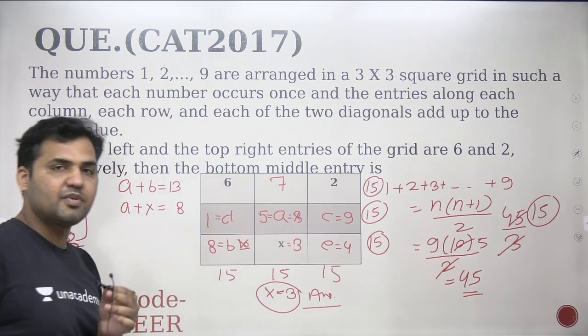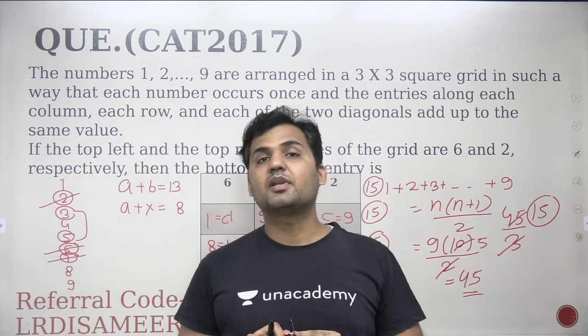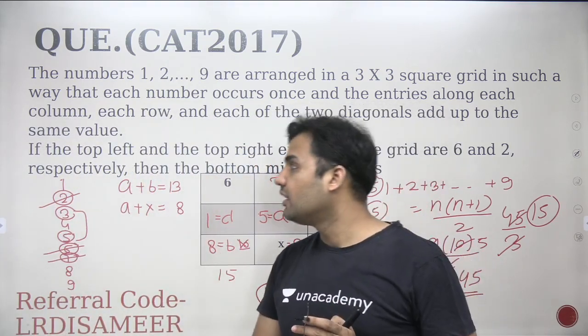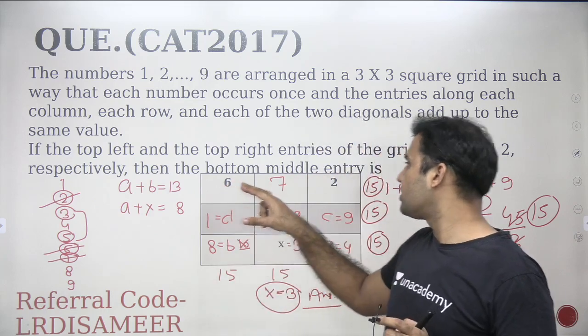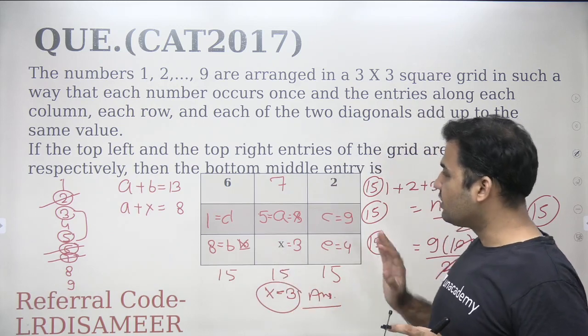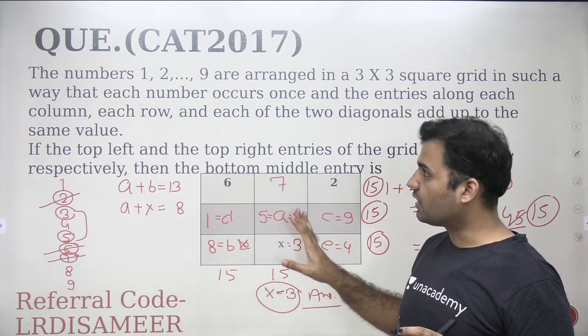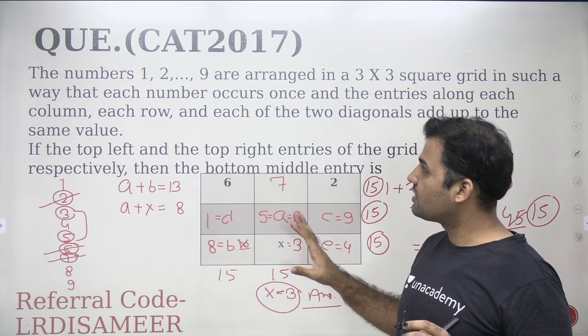This is a CAT 2017 question, a very basic one, right? But this is a standard concept. I chose this question to explain the concept of magic squares, right? Magic squares are those squares with the summation row-wise, column-wise, diagonal-wise being the same. And you need to understand the process while you are solving the magic squares. So this is a basic one.